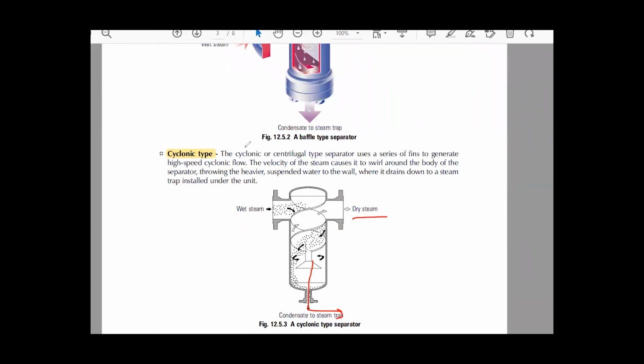So you can figure out the second type of separator is the cyclone type. The main function of the cyclone type is the centrifugal force on the water droplets entrained in the wet steam when the velocity hits this wall. So it swirls and swirls and collects together. So it comes to the steam trap.